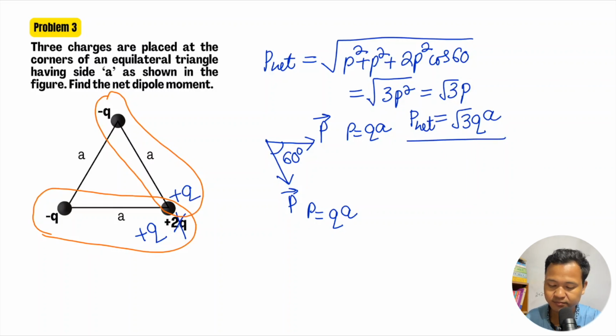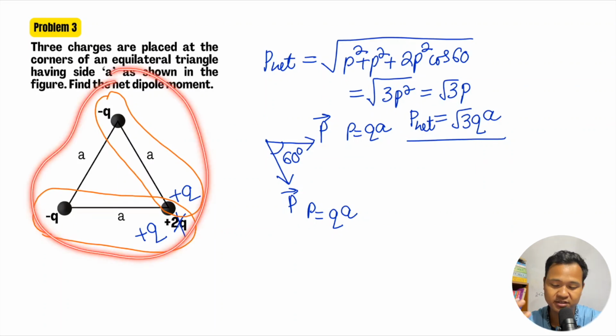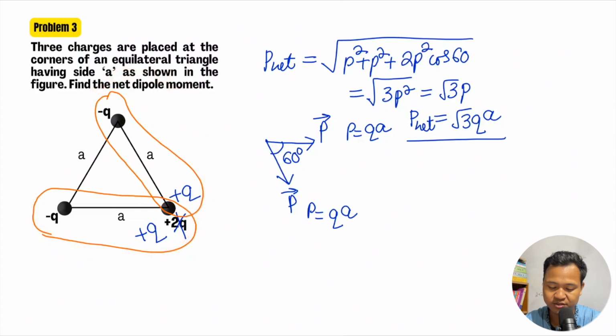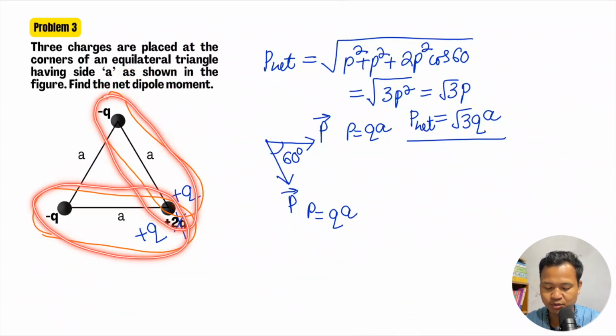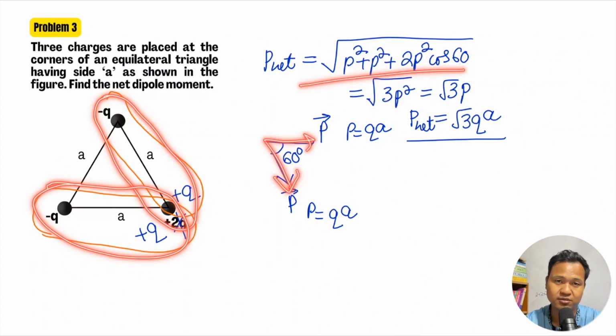Such a question can come in board exams as well as competitive exams. Equilateral triangles may be given with a different arrangement. So try to create dipoles, find the individual dipole moments, and then do vector addition.